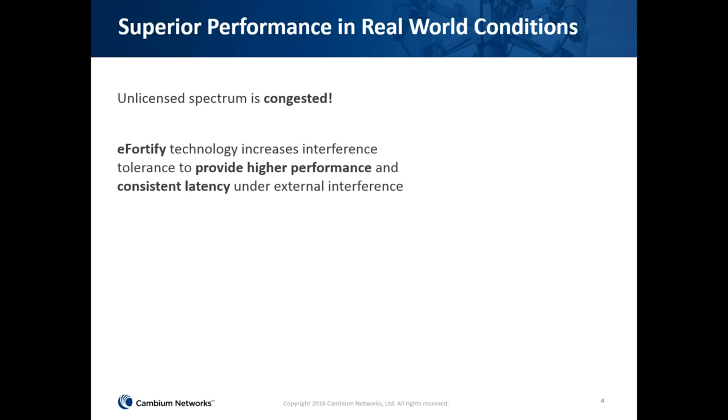We're talking about operating in unlicensed spectrum, so as long as they abide by the local regulatory rules, or even not in some cases, as I'm sure some of you have seen, anyone can pitch up and begin transmitting on that entire unlicensed spectrum band, whether 2.4 or 5 gigahertz, and possibly create a lot of interference for your network, which degrades your ability to provide adequate service to your customers. So eFortify is a set of technologies, as you can see there, to provide high performance and consistent latency under external interference.